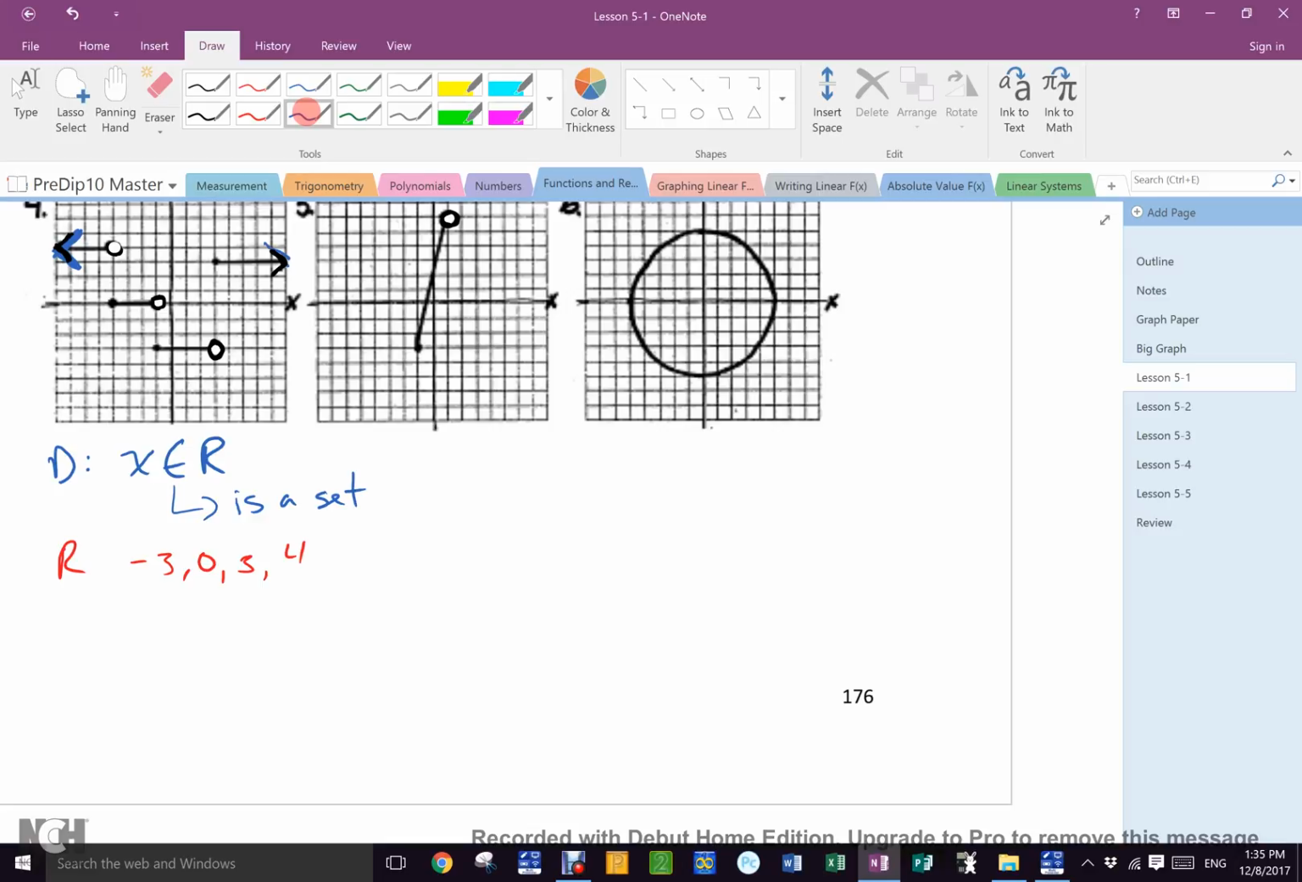All right, so where do I look for domain? On the x-axis. What's the lowest x-axis? Right there, -5. What does it go up to? +5. So the domain is -5 to +5. What's the range? Exact same, -5 to +5. Is it a function? No, because it hits twice.